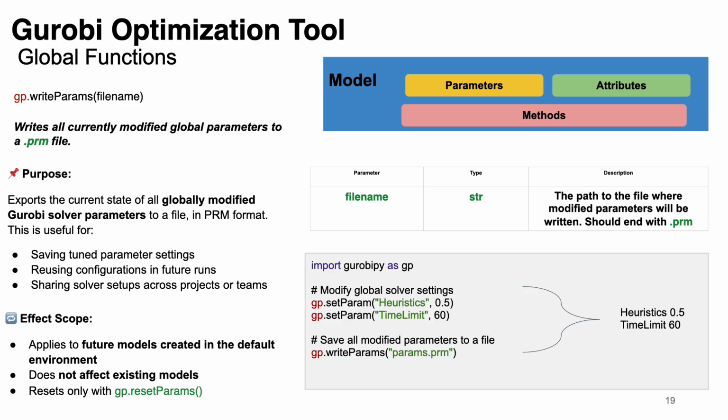The final global function for parameters is write_params. This is the inverse of reading. It exports the current state of all your globally modified parameters into a .prm file. This is a best practice for long-term projects. Once you have manually tuned your solver to peak performance, you can write those settings to a file. This makes it incredibly easy to share your exact solver setup with other teams or reuse the same high-performance configuration in future runs without having to remember every single manual change you made during the debugging phase.